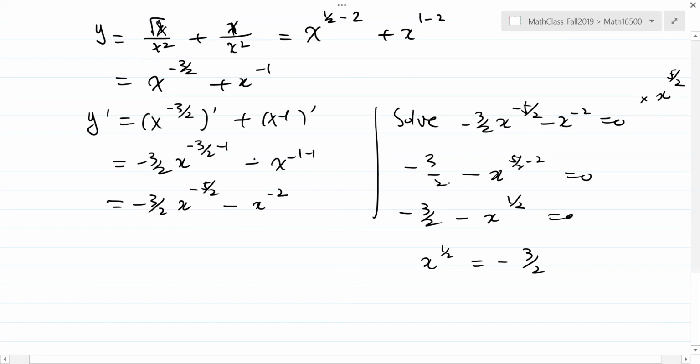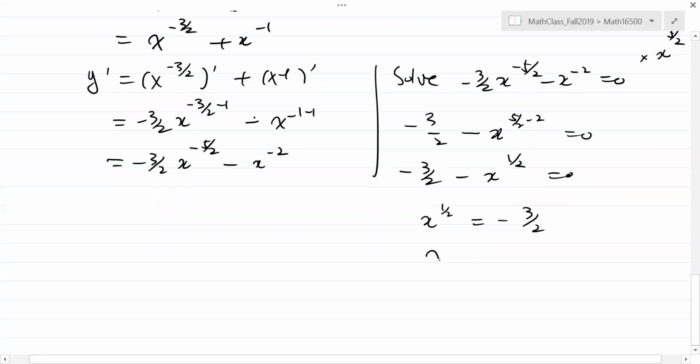Well, you can say, okay, I'm going to square it. Okay, square it. But this procedure will get more solutions than you want. Actually, that's no solution. No solution. Okay, why no solution?